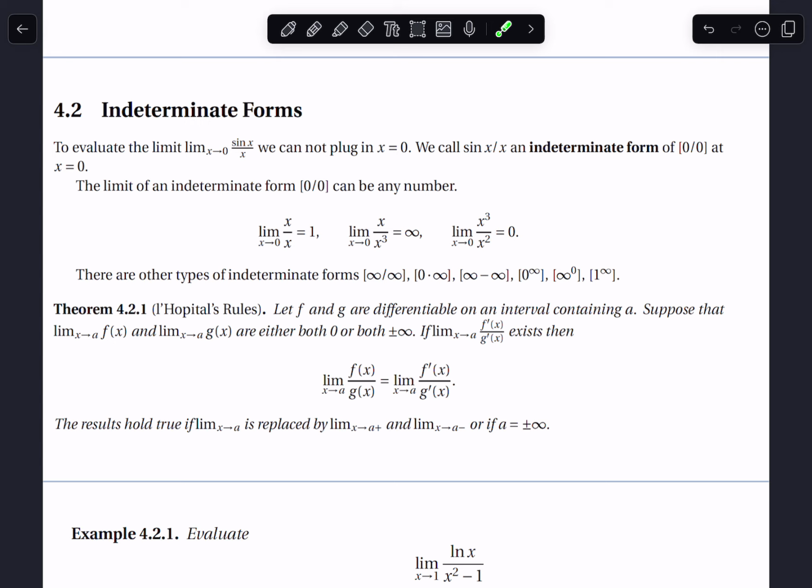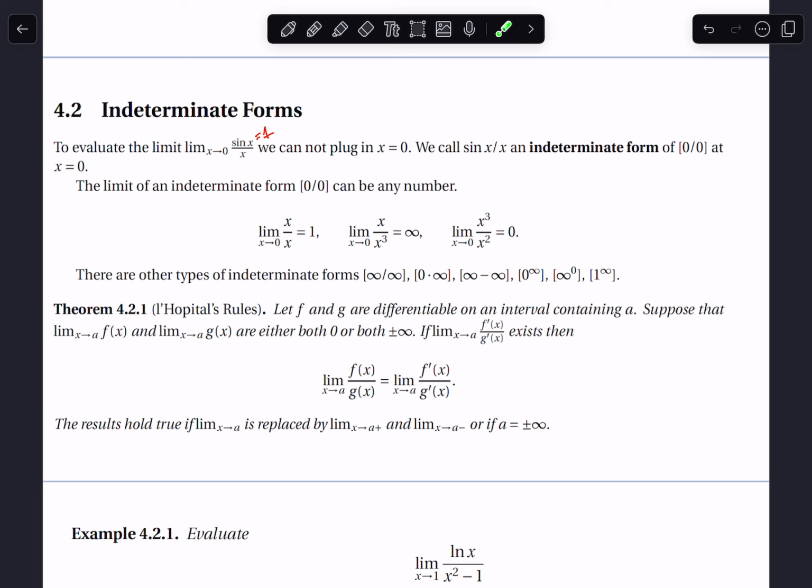Okay, so indeterminate forms. We have seen that this limit is 1. And we cannot simply put x equals 0 into this expression, because sine of 0 is 0 and this is 0, so 0 over 0. This is called an indeterminate form, written like this.